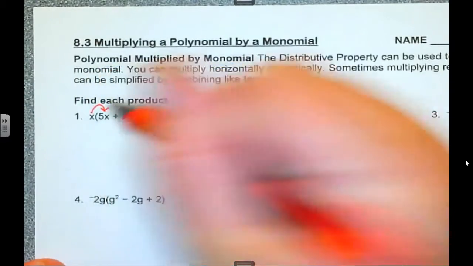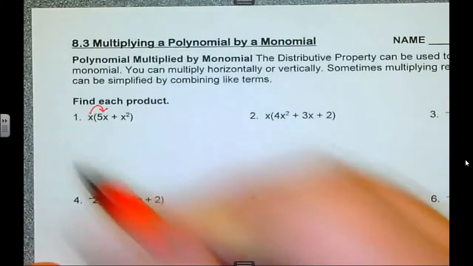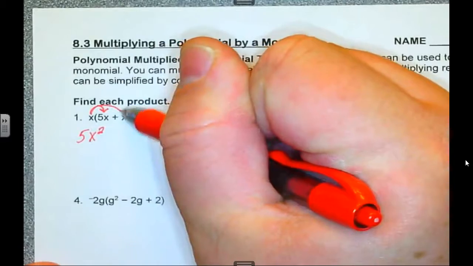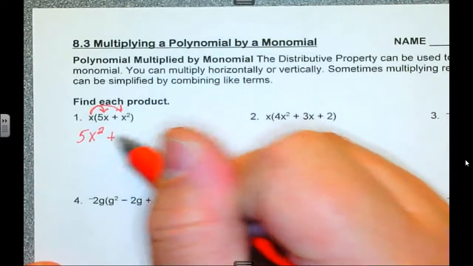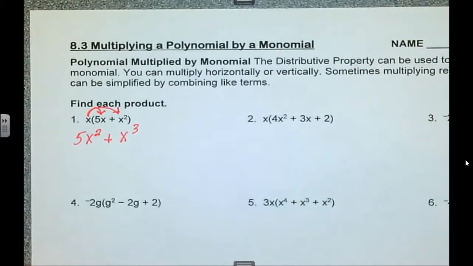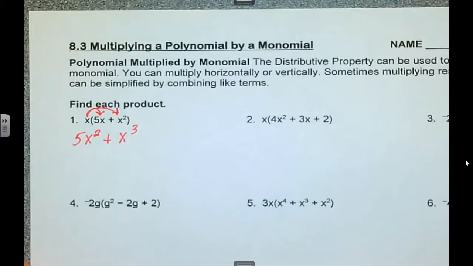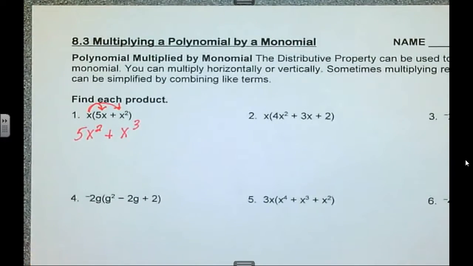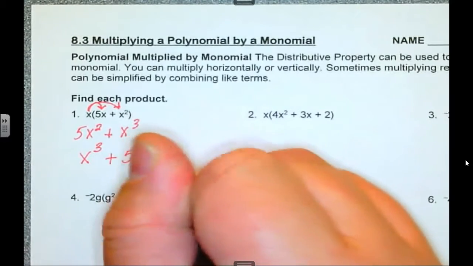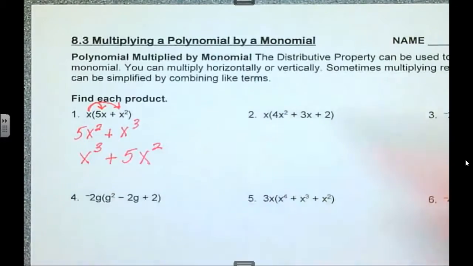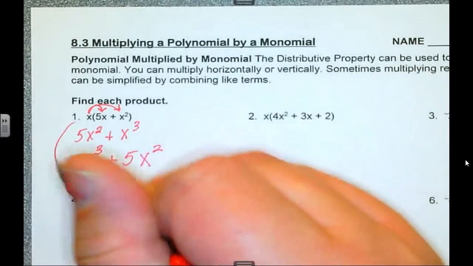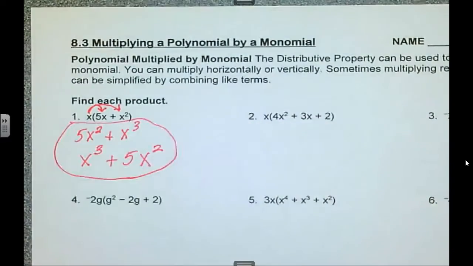Okay, x times 5x gives me 5x squared. x times x squared, x cubed. Add the exponents. And you really should get in the practice of putting it in standard form like we did yesterday and the day before. Okay, largest exponent first to smallest. Do you have to for this assignment? Not really, but again, you should get in the practice of it. I'll take either one for this particular section.